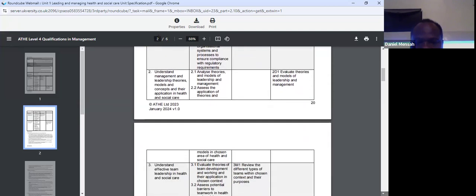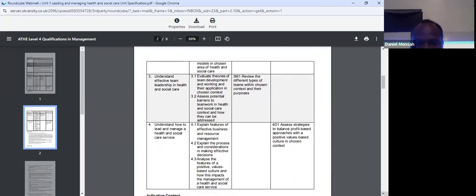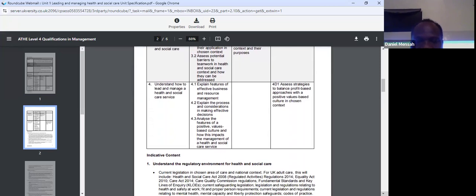For learning outcome 4, we are going to look into how the learner can understand how to lead and manage health and social care services, which has 3 learning units within 4. We have 4.1, which seeks to explain the features of effective business and resource management. We have 4.2, which explains the process of observation in making effective decisions.